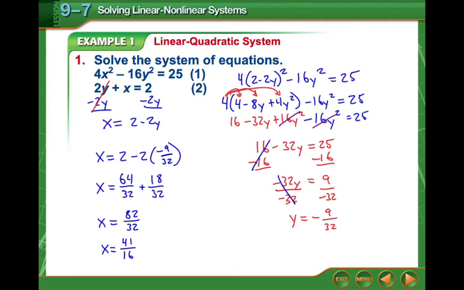So our solution is the point with these two as our ordered pair: 41/16, negative 9/32. And yeah, we could get them as decimals, but we don't need to. It's totally fine as those fractions. So kind of ugly, and I'm going to tell you now, a lot of these end up being pretty ugly. But some of the graphs and things really have some different situations happening that make it kind of cool.